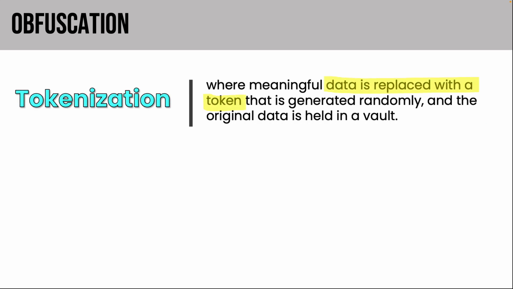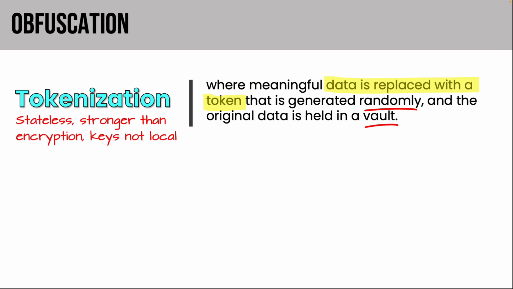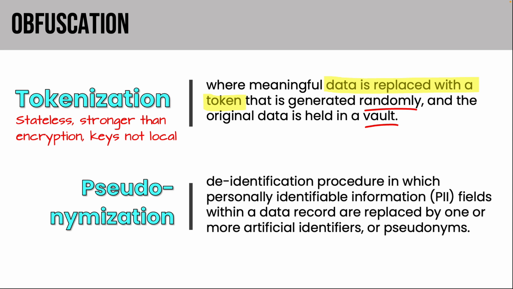Tokenization, which is where meaningful data is replaced with a token that's generated randomly and the original data is held in a vault or other repository. So it's stateless, it's stronger than encryption, the keys aren't local. There's also pseudonymization, which is a de-identification procedure in which personally identifiable information fields within a data record are replaced by one or more artificial identifiers or pseudonyms.